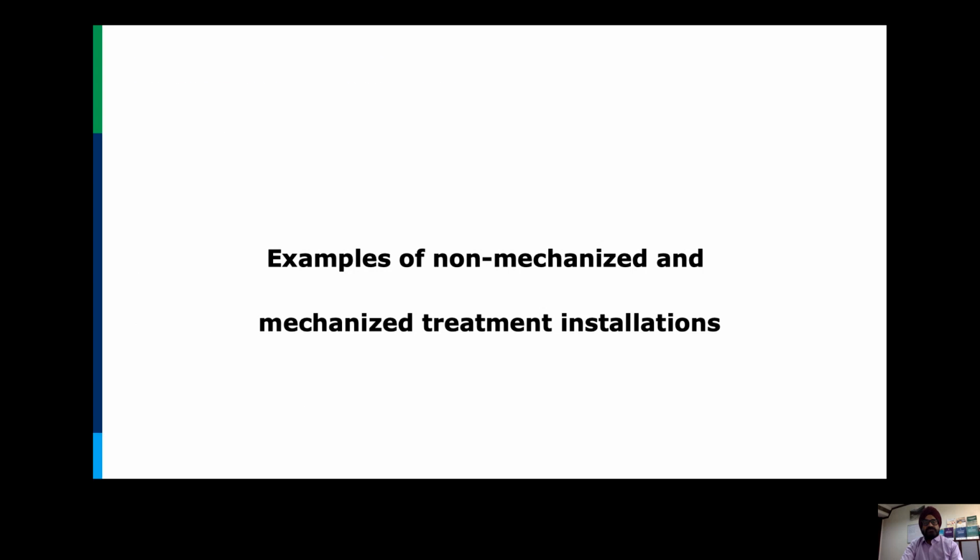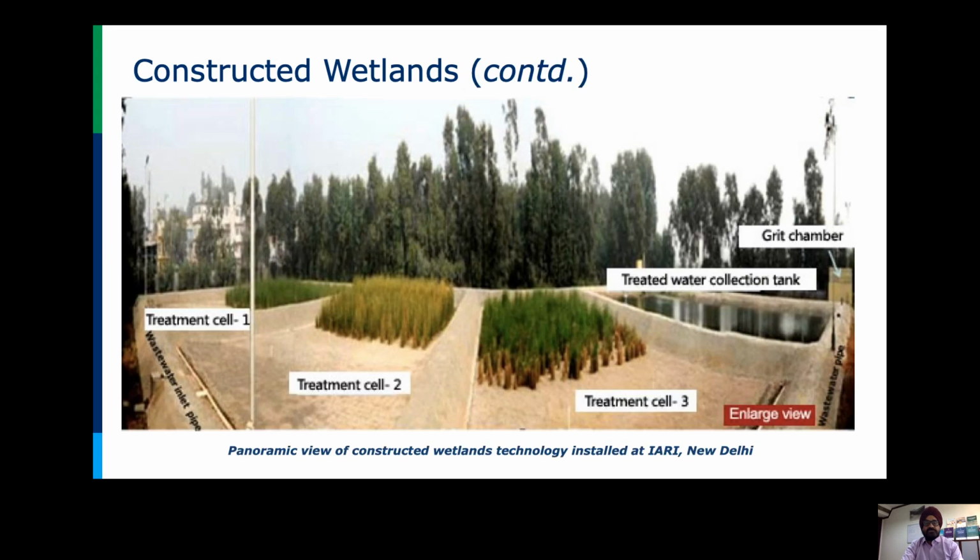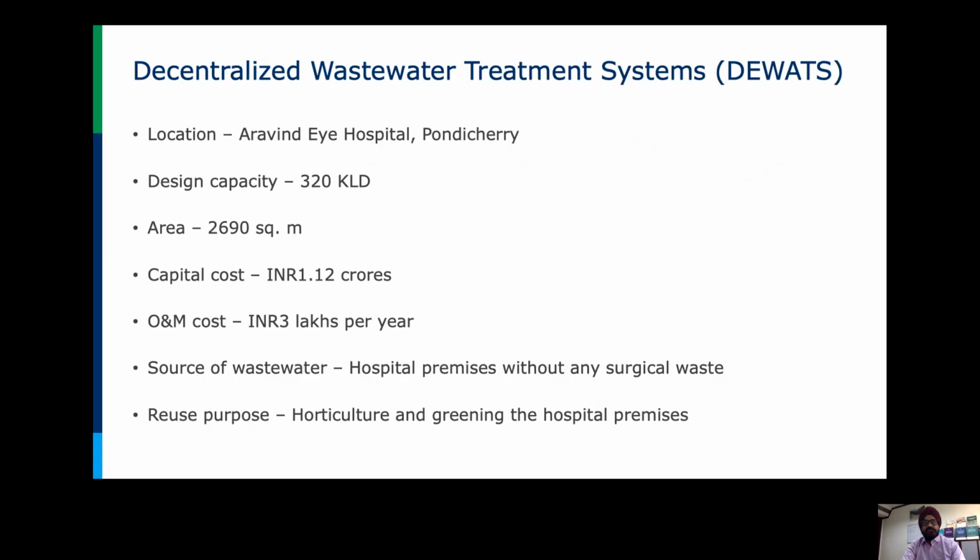I've added some slides of current examples of constructed wetlands, which was tried many years back in the Indian Agricultural Research Institute in Delhi. You will see it was designed for a 2 MLD treatment, which is quite high, and the area was 1.42 square meters. The cost was less because it was at least 2 decades before. So this is the kind of constructed wetland which was created in IARI.